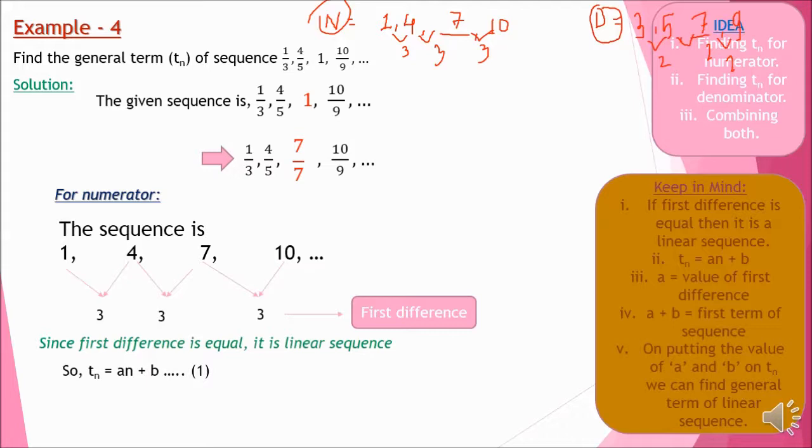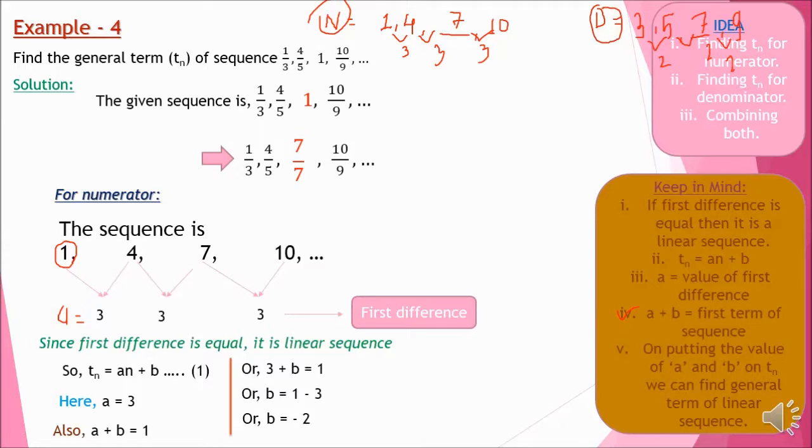It's equation 1. Now we have a right here. It's a, isn't it? You can see in the third step, the value of the first difference is a. So a is equal to 3. And again in the fourth step, a plus b is equal to the first term of the sequence. Our first term of the sequence is 1, so a plus b is equal to 1. Now we have the value of a, we can substitute it and find the value of b. 3 plus b is equal to 1, or b is equal to 1 minus 3. The value of b is minus 2.